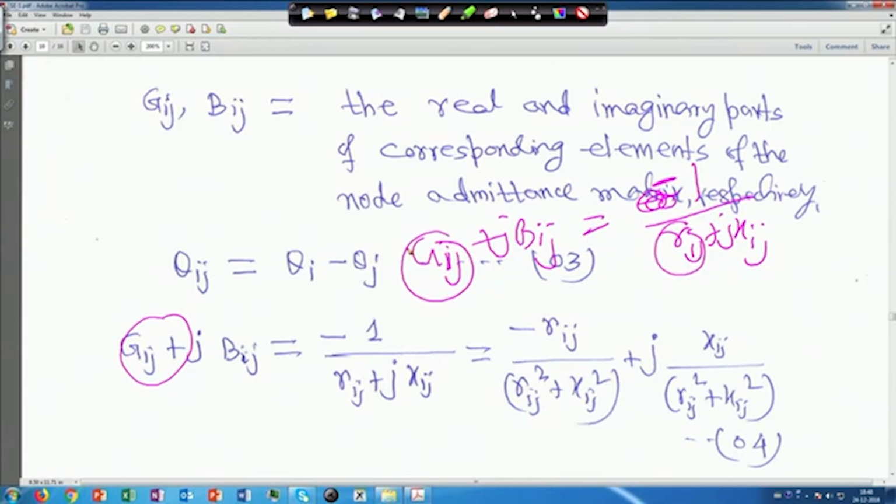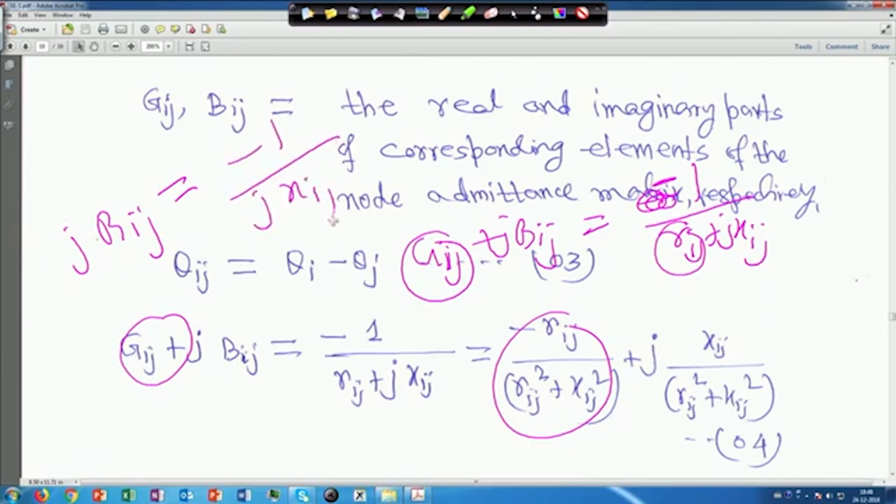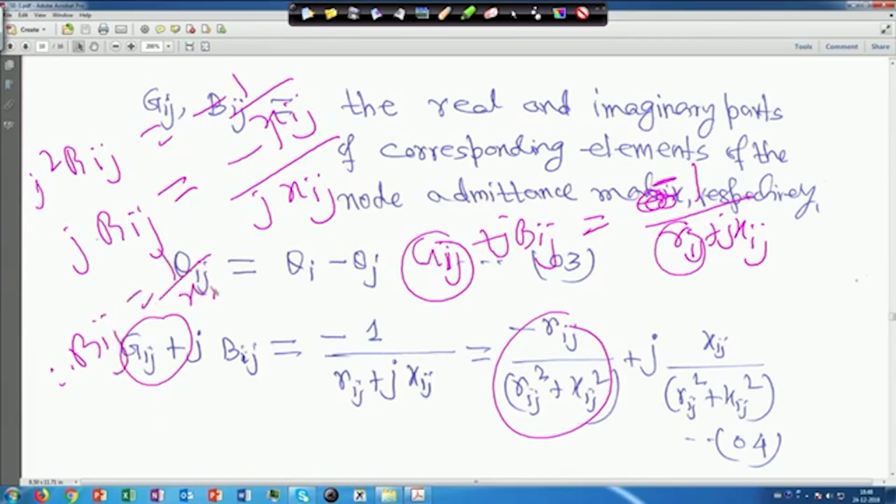So g also should not be there, because g is equal to this much and r is equal to 0, as it is neglected. Therefore jB_ij is equal to minus 1 upon jX_ij. Now, if you cross multiply, it will be j squared B_ij equal to minus 1 upon X_ij. That means j squared is minus 1, so the minus signs cancel on both sides, therefore B_ij is equal to 1 upon X_ij. Later we will see that for DC load flow r will be neglected.